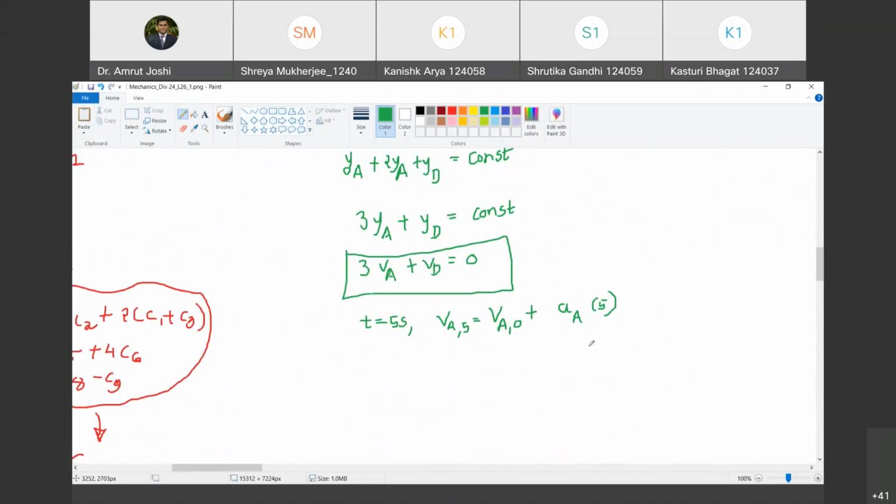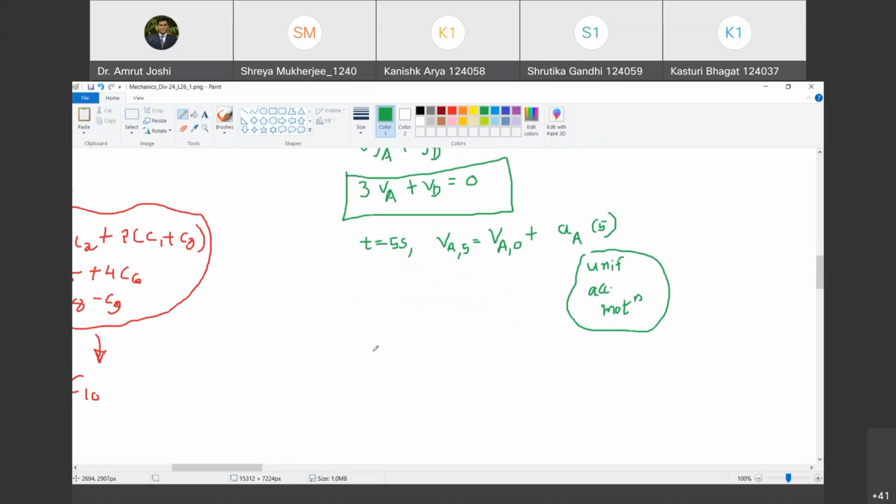This formula can be used only in case of uniformly accelerated motion. Are you with me? Yes, sir. And as block A is exhibiting that, therefore I can write that formula. So now can you tell me the velocity of block A at 5 seconds?